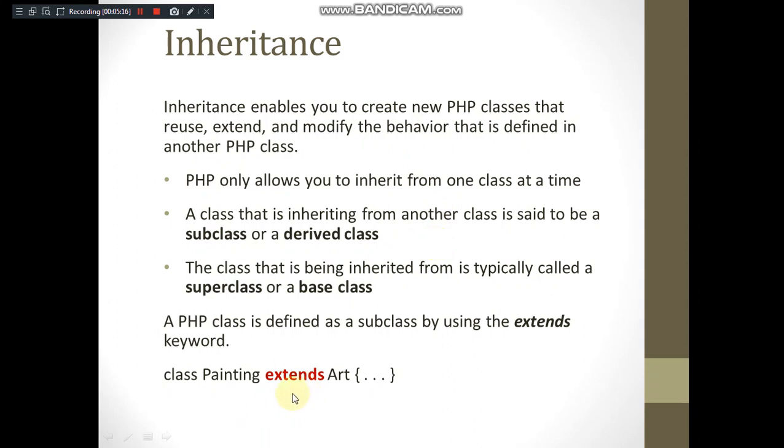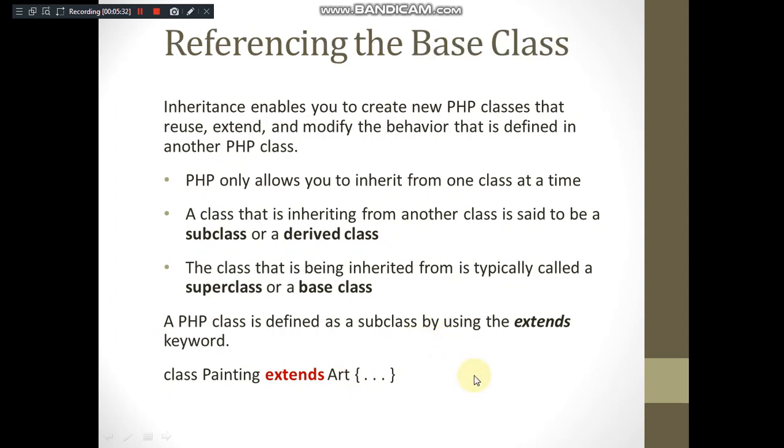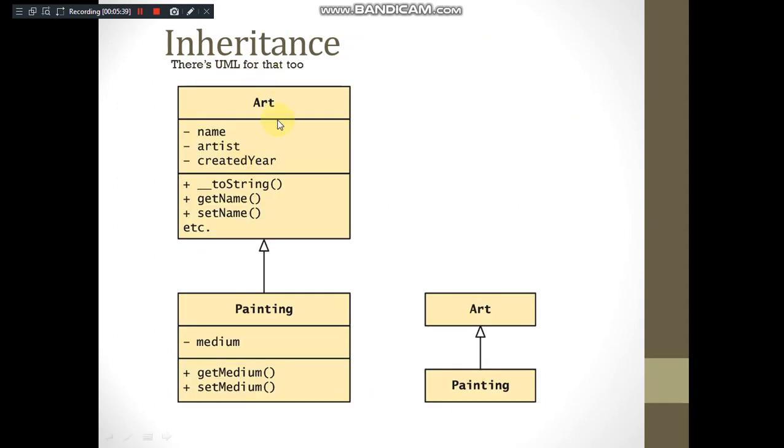It makes use of Java-like syntax; extends is used. Class Painting extends Art. Painting is a subclass, whereas the superclass or base class for this is Art, referencing the base class. This is how you can show it in a UML diagram. Painting is a subclass of Art, or in simple form you can show only the class names like this also.